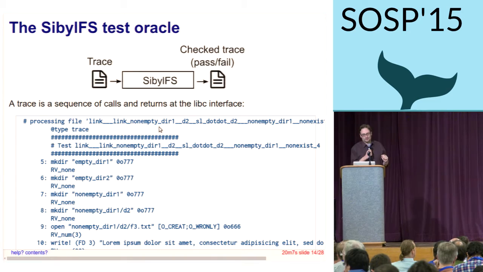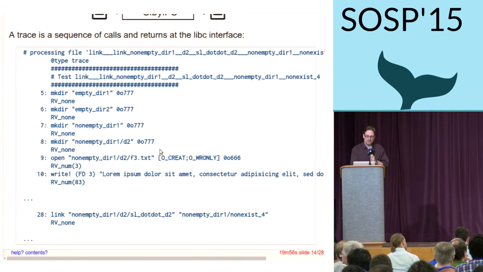So what is the test oracle? A test oracle takes a trace. A trace is just a sequence of calls and returns at the libc interface. So we've got a trace down here. You've got things like mkdir, and then you get back the value, mkdir succeeded, so it just says rv none. You've got further mkdirs, and at some point you open a file, and you get back the file descriptor 3, and then you write some data to the file, you get back 83 bytes were written, and then you try to make a hard link to a symlink in this case. So this is a symlink, and you're trying to make a hard link to it, and it returns successfully.